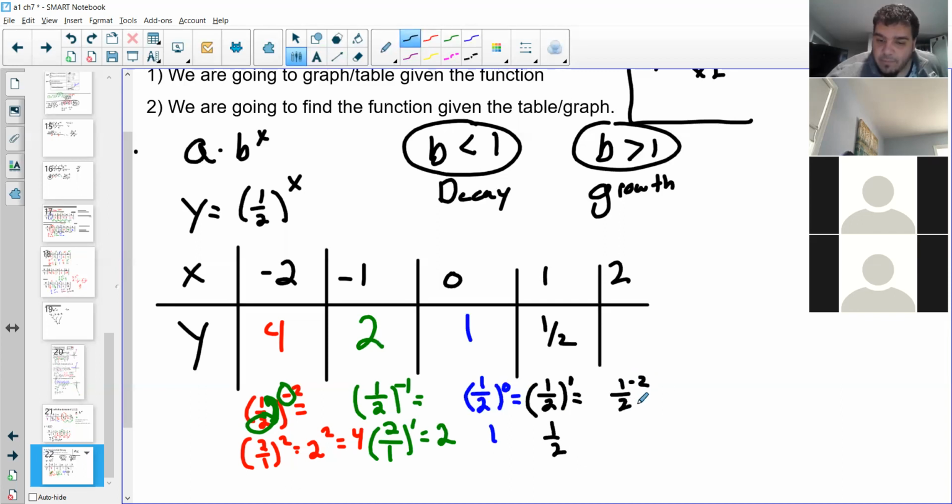And 1/2 to the 2 power. Everybody gets the 2 power equals. So that becomes 1 squared over 2 squared, which can simplify to 1/4. That's 1/4.